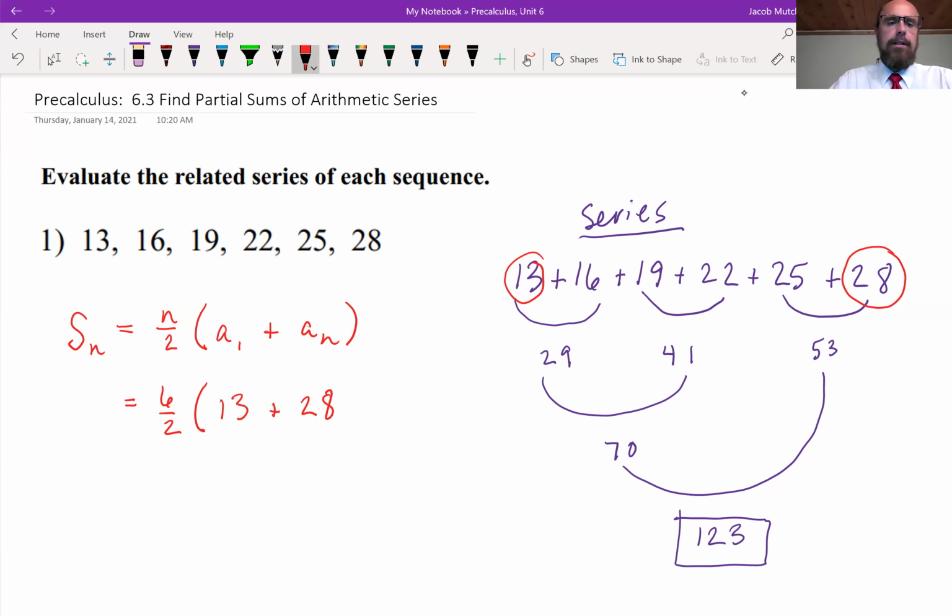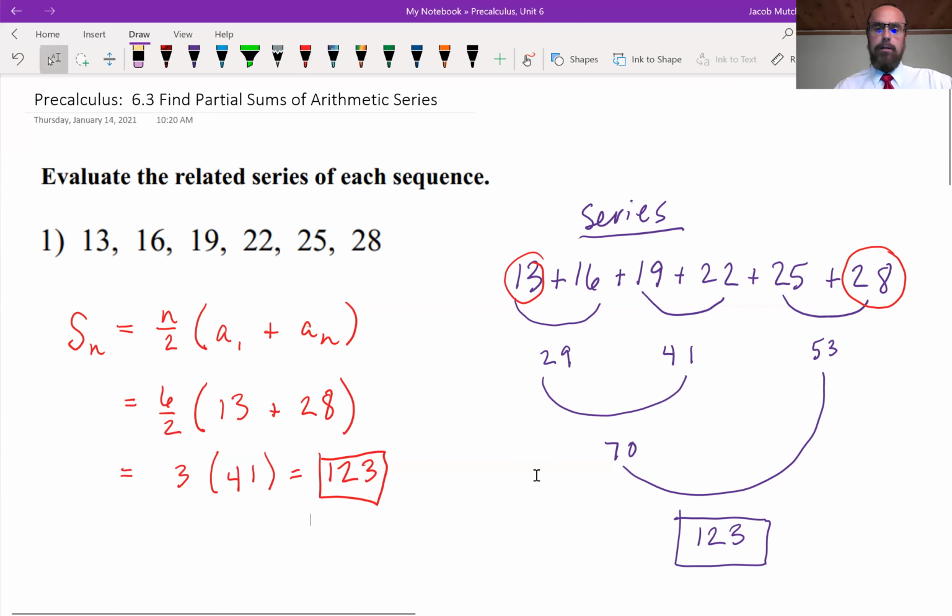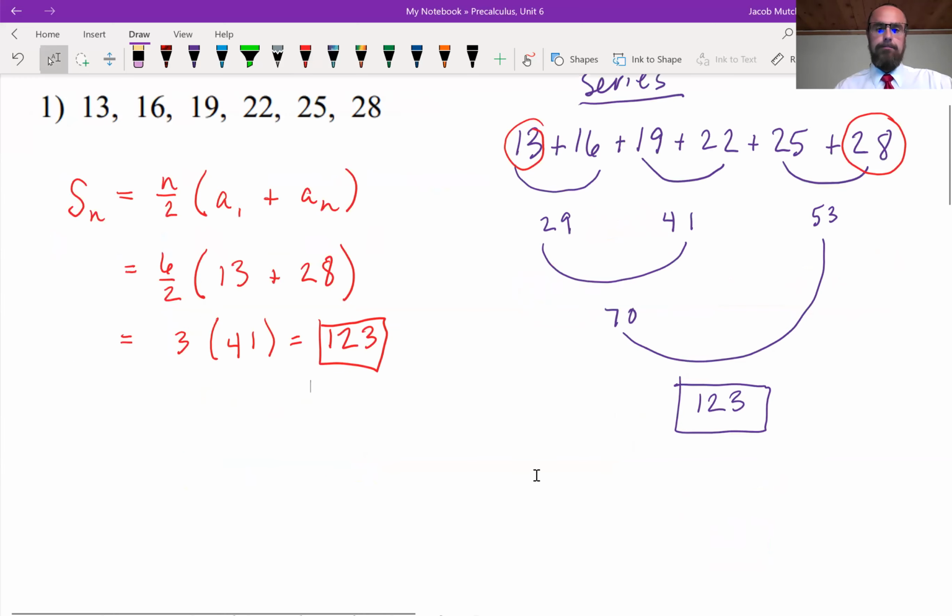And I just want to calculate that out. So 6 divided by 2 is going to be 3 times 13 plus 28. That's 41. And 3 times 41 is going to be 123. So definitely that equation confirms the answer that we got just by adding the numbers up, and really is a useful tool for us as we go and try to evaluate a more complex series.